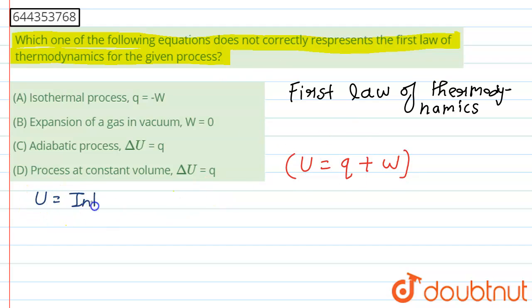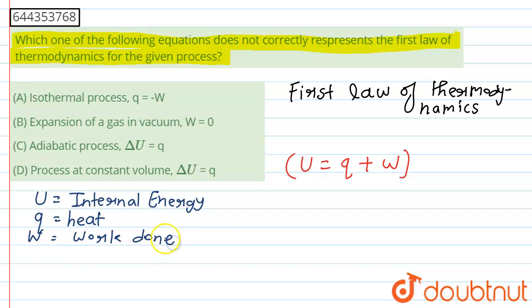our internal energy, and Q is our heat, and W is our work done. So these are the terms which are associated with the first law equation. So if we check the options here, the process is isothermal with Q equals minus W. So we have to tell which option does not correctly represent the first law of thermodynamics.